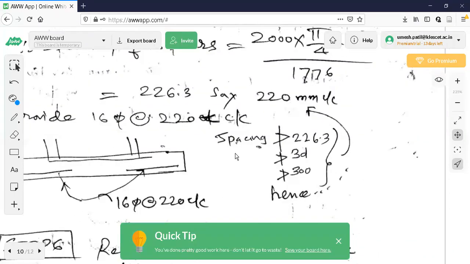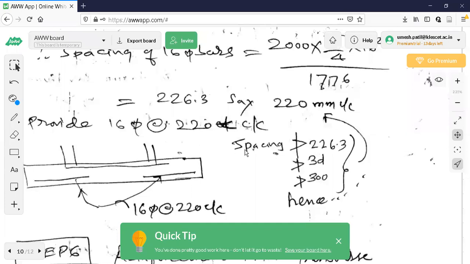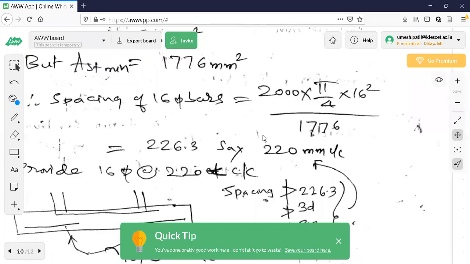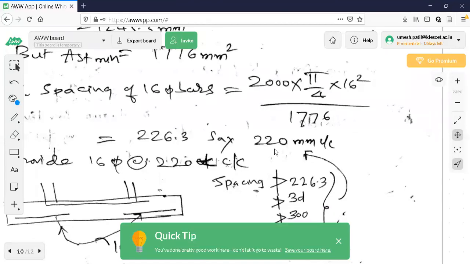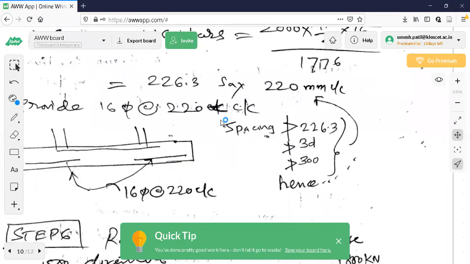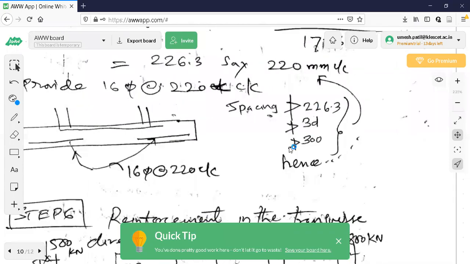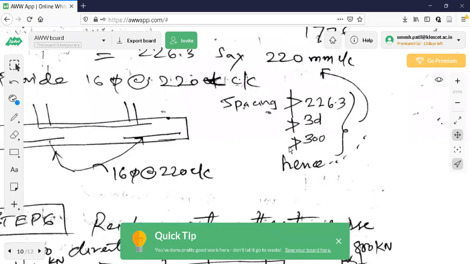So again check the spacing. What I have written? Spacing is calculated. I got spacing, that is B, that is 1000 into pi by 4 into area of 1 bar, total AST required or AST2 required. Okay. Now 226.3, let us say 220. Again this 220 is checked for specification. Spacing should not be more than 226.3.